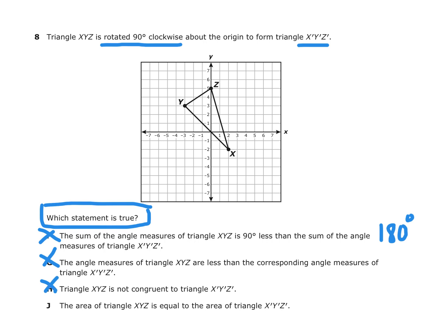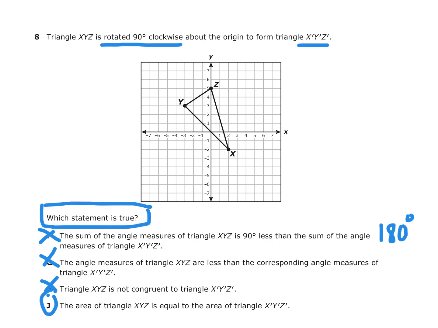Now, the last answer has to be correct. The area of triangle XYZ is equal to the area of triangle X prime, Y prime, Z prime. If the triangles are congruent, and they are because when you rotate, it's still the same size and same shape, then the areas will still be the same. So that is a true statement. So for number 8, the answer is J.